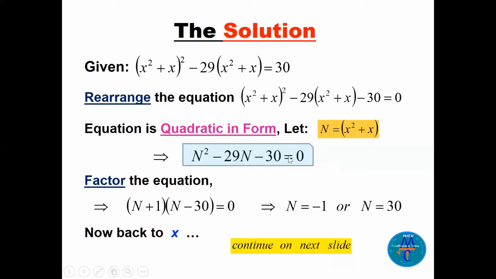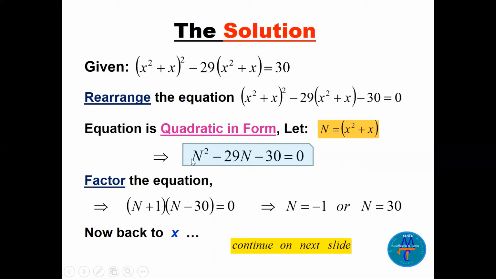That's quadratic. So you can factor it, you can use the quadratic formula, you can use any method you like. So now factor it: n minus 30 here, n plus 1. If you multiply, you get this one here. The sum is minus 29, the product is minus 30. So n will be minus 1 or n will be 30.